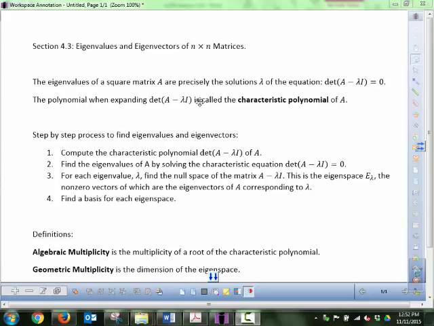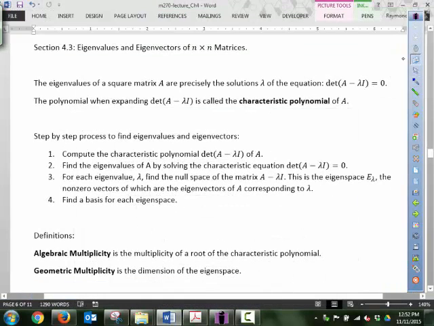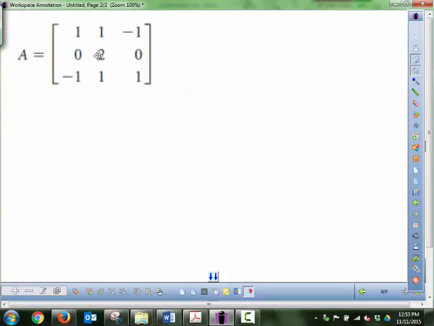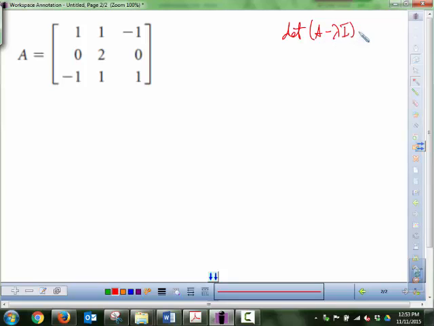So let's do an example. Let's see if we can come up with a 3 by 3 matrix. 4 by 4? No. Let's start with a 3 by 3 matrix. Maybe we'll do number 6. So the idea is to find the eigenvalues and eigenvectors and eigenspaces and define multiplicity, geometric multiplicities, and stuff like that. So this is our matrix, and we want to find the characteristic polynomial.